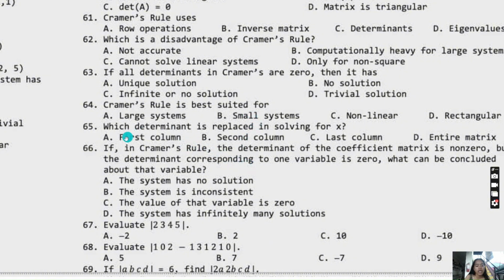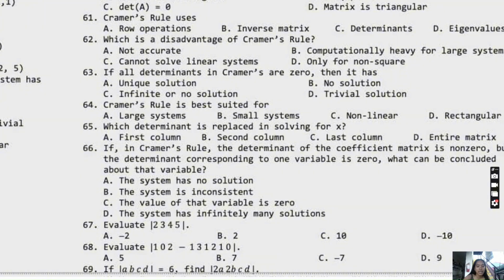So the correct answer is letter A, first column. In Cramer's rule, to solve for a variable, we replace the column corresponding to that variable with the constant column. Since x is the first variable, we replace the first column. So the correct answer is letter A.